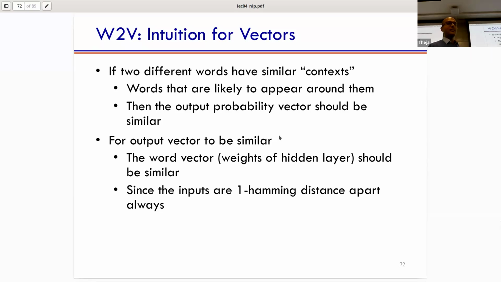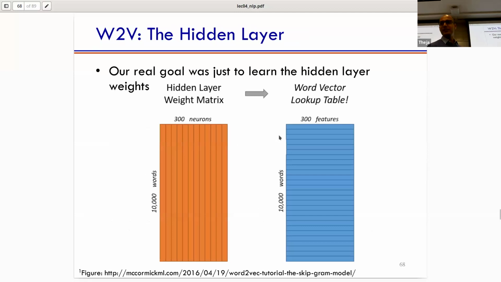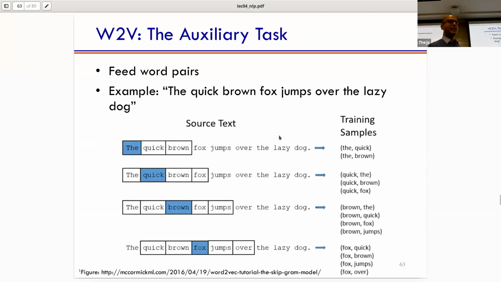Let me go back here since we only have a few minutes. Let's think of this here. Forget about these three, there are 4 rows here. Just focus on the third one: the quick brown fox jumps. Let's say these are the only 4 examples corresponding to the word brown. And let's say there are the exact same examples corresponding to the word black, just for illustration purposes. So brown is predicting these 4 words, and black is predicting these 4 words.